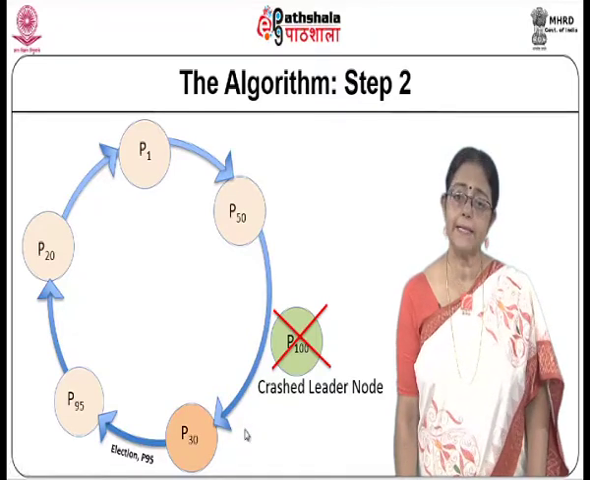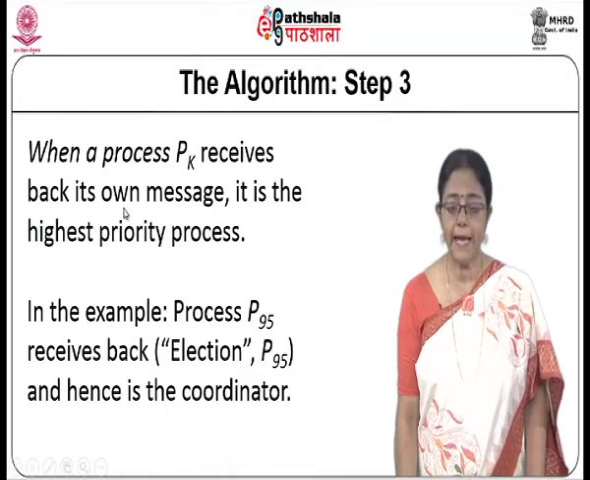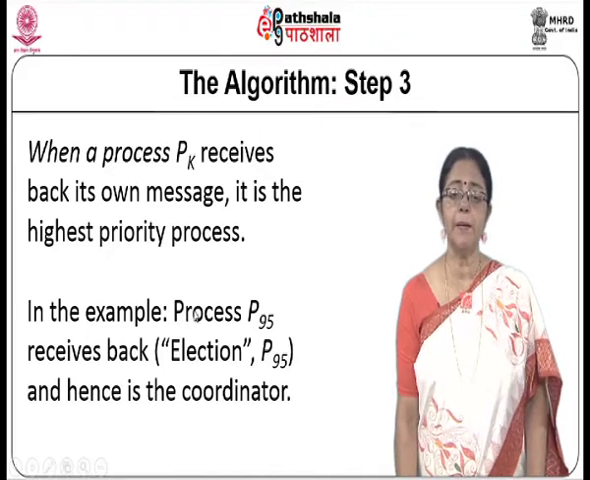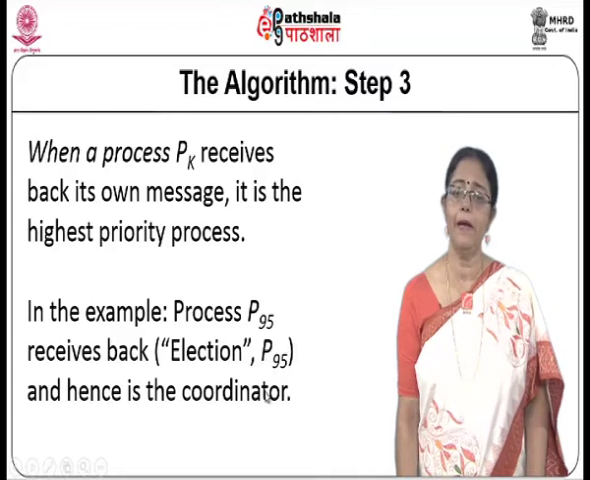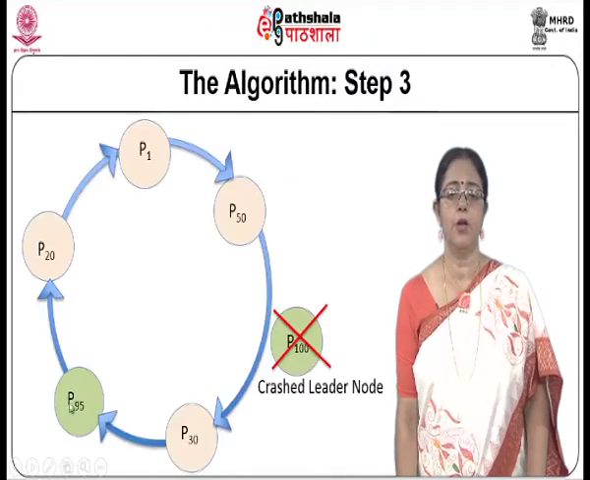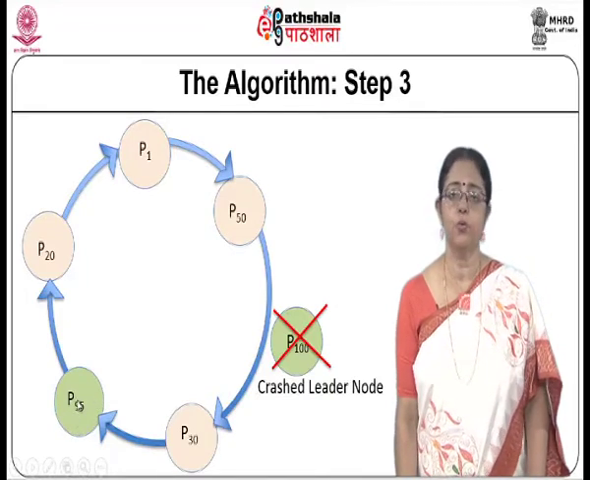This is the third step of the algorithm, which says that when process Pk receives back its own message, in this example P95 received back the message election, comma, P95, and hence it understands that it is the coordinator. So, P95 has now become the coordinator.